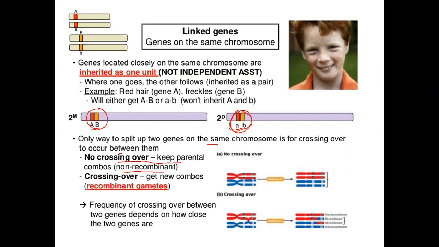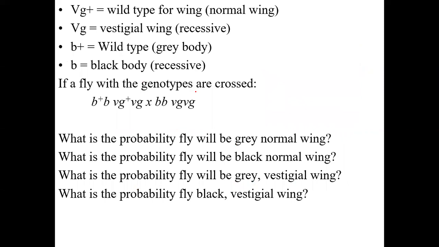Let's show you what this looks like in terms of a practice problem. Let's go back to fruit flies. VG plus is wild type for wing, which is normal. VG is vestigial wing, which is a shorter version of the wing itself. B plus, the plus means it's wild type, and that's going to be dominant. And lowercase b represents black body, and that's going to be recessive. So if flies with these genotypes were crossed, this will help you understand what you should be able to catch in the problem.